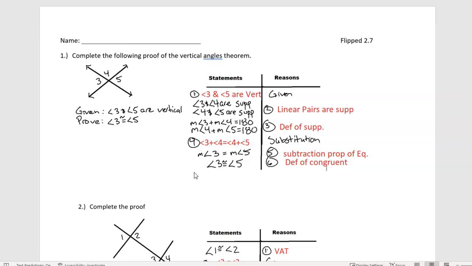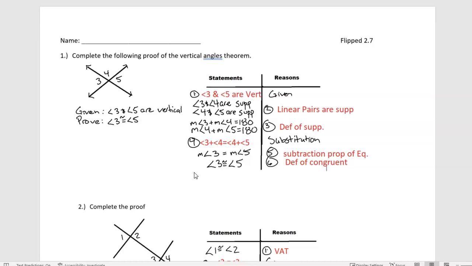So you end up with 3 plus 4, and those are supposed to say measure. I forgot to put that in there, but just make sure you understand that it shouldn't just say angle 3 and angle 4. It should say measure of angle 3 plus measure of angle 4 equals measure of angle 4 plus measure of angle 5. Because you don't really add angles together, you add their measures. And why we did that is because of substitution.